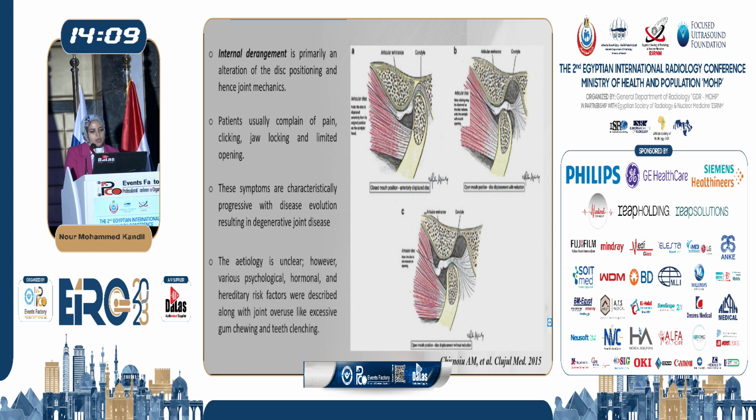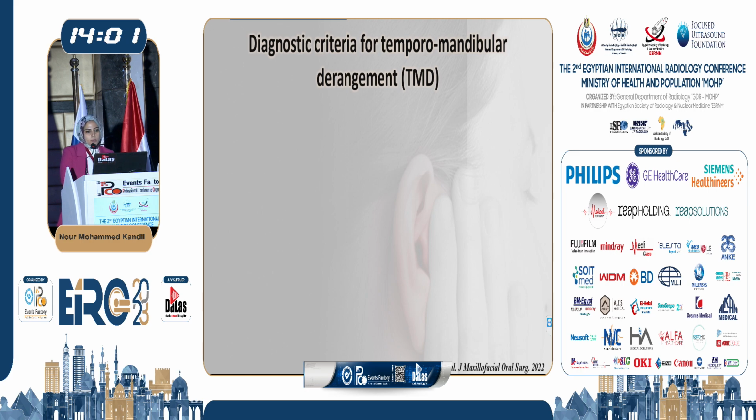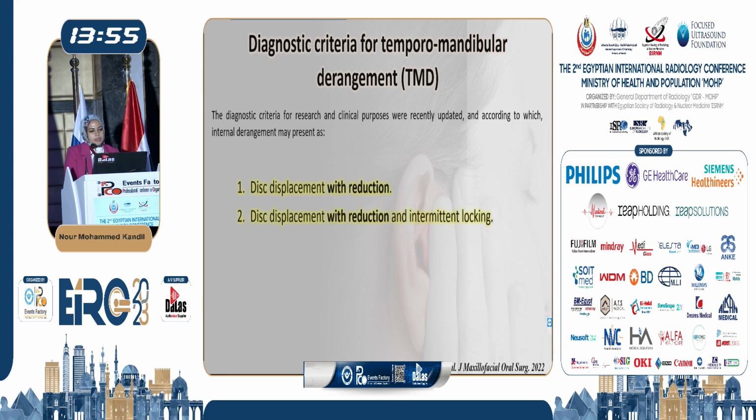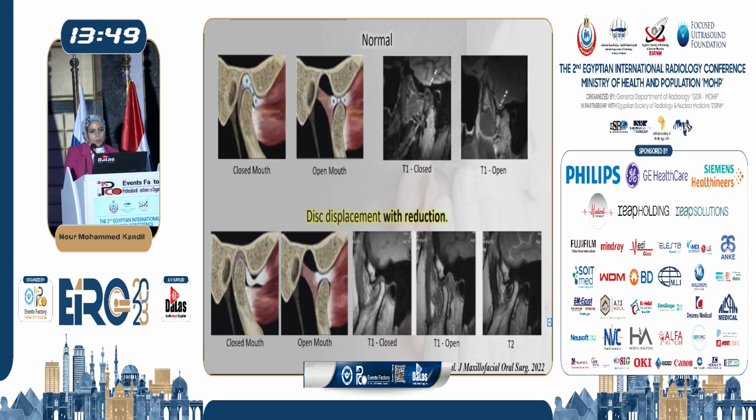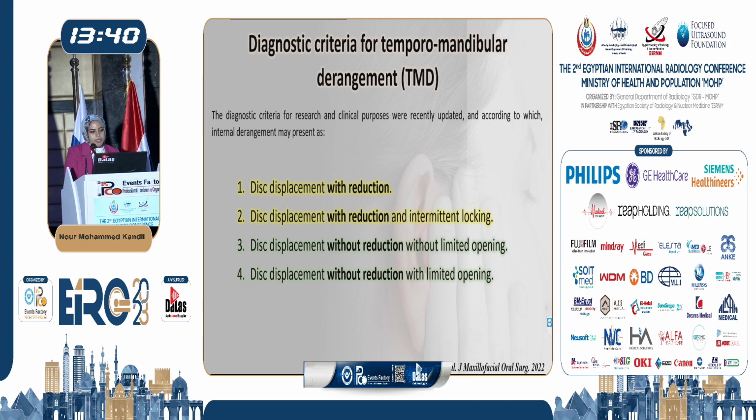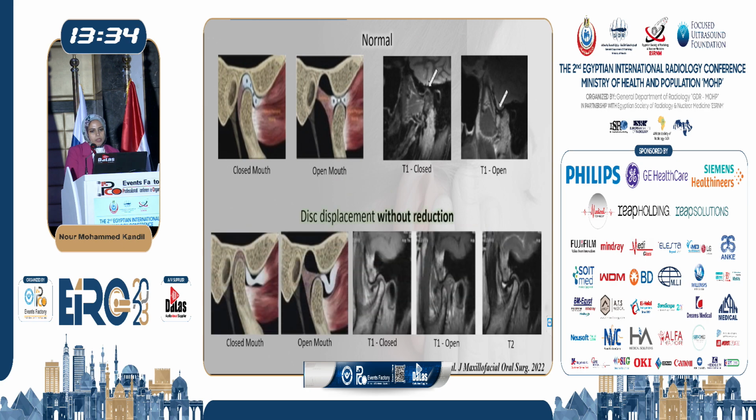The etiology is unclear. However, various psychological, hormonal, and hereditary risk factors were described along with joint overuse. The diagnostic criteria of temporomandibular derangement were recently updated, according to which internal derangement may present as disc displacement with reduction and intermittent locking. Compared to the normal side, T1 closed MRI shows anterior disc displacement with reduction in open mouth view. The third and fourth criteria were disc displacement without reduction, with or without limited opening. Compared to the normal side, T1 closed MRI shows anterior disc displacement without reduction in open mouth view.